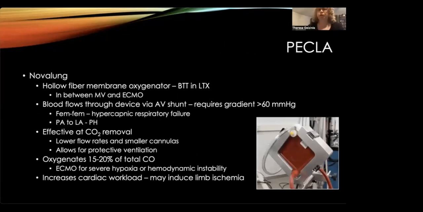The most common percutaneous extracorporeal lung assist device is the Novolung. This device is a hollow fiber membrane oxygenator that has been used as a bridge to transplanted lung candidates. It lies between mechanical ventilation and ECMO. Blood flows through this device via an arteriovenous shunt that requires a gradient of at least 60 millimeters of mercury.